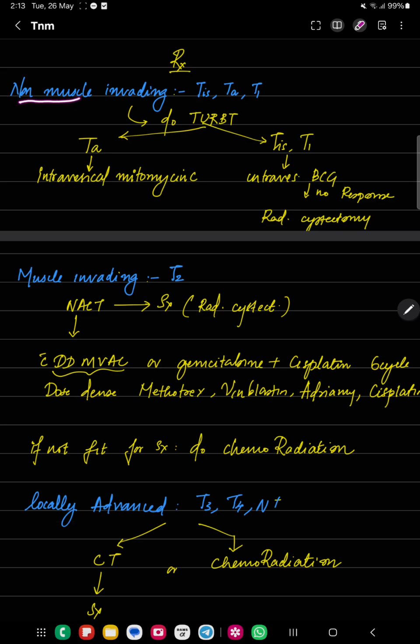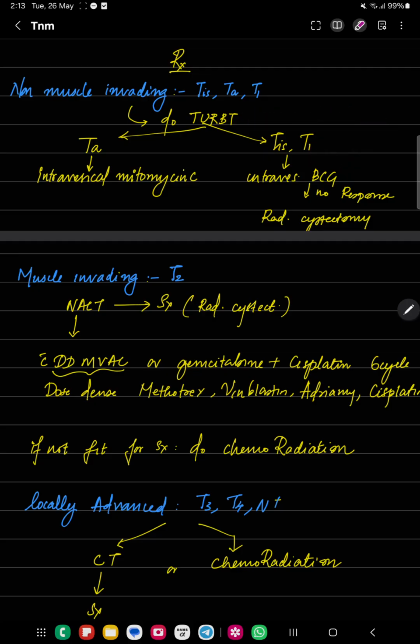So, non-muscle invading includes the carcinoma in situ, TA and T1. T1 is basically lamina propria only invading, not the muscle layer. So, for these three conditions, we have to do TURBT. So, what is TURBT? Transurethral resection of bladder tumor. That we will do.